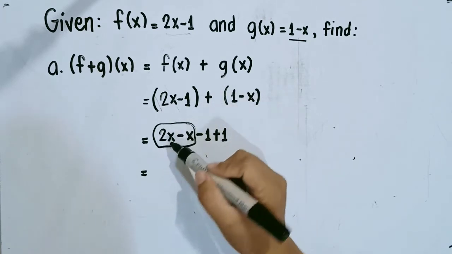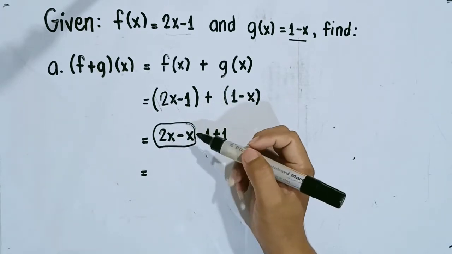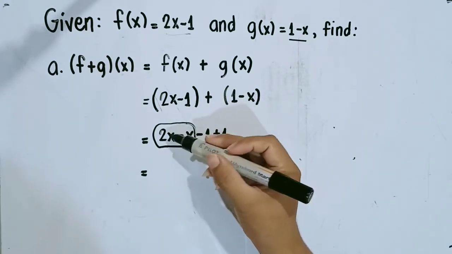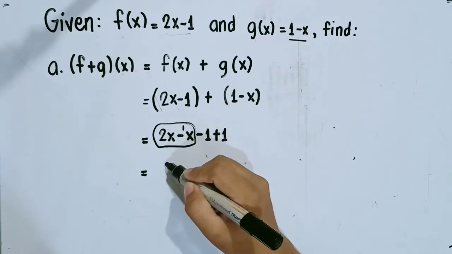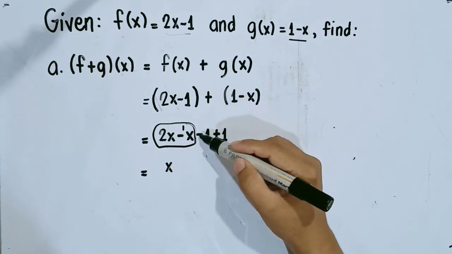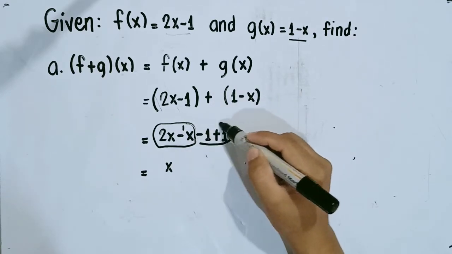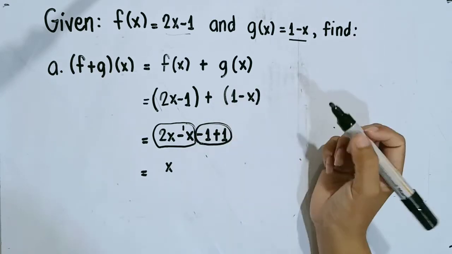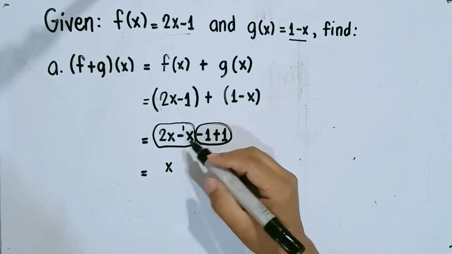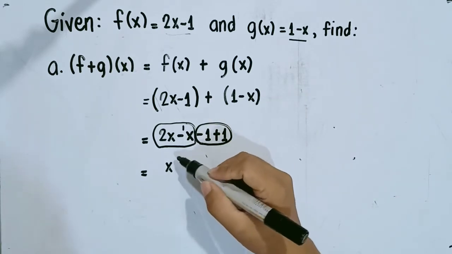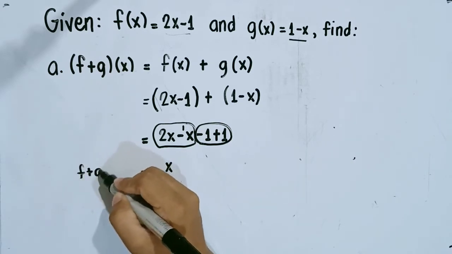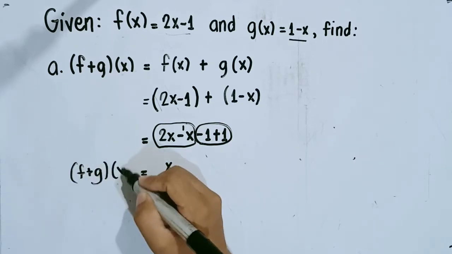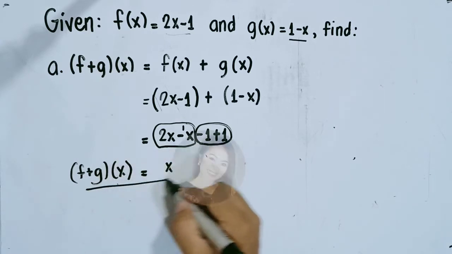So we have to combine 2x minus x. So 2x minus x, or 2x minus 1x, the answer is x. Then negative 1 plus 1, the answer here is 0. So you don't have to write 0. So the final answer is f plus g of x is equal to x.